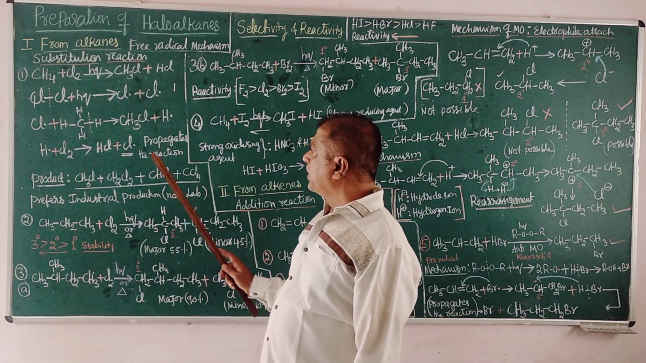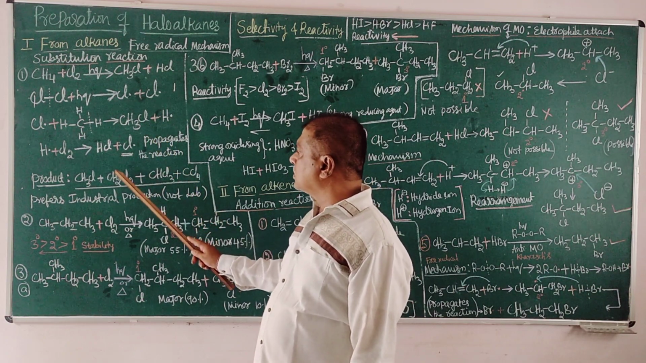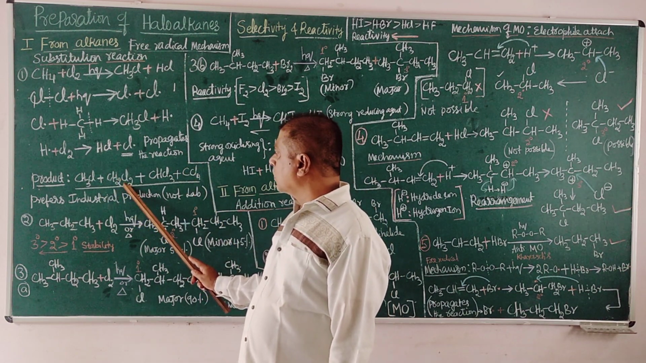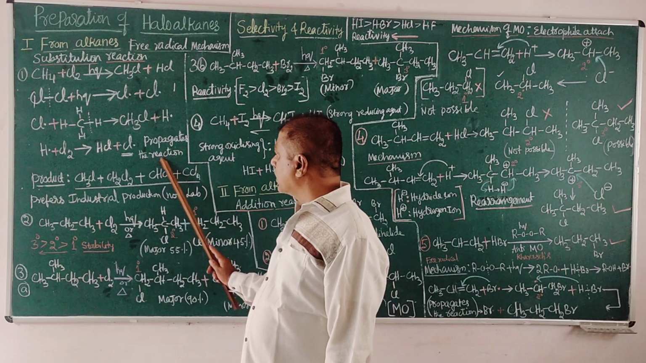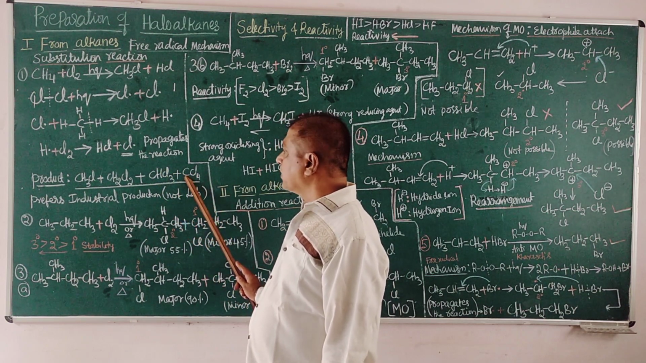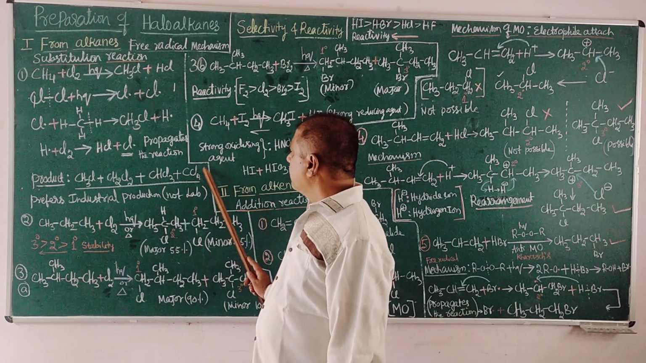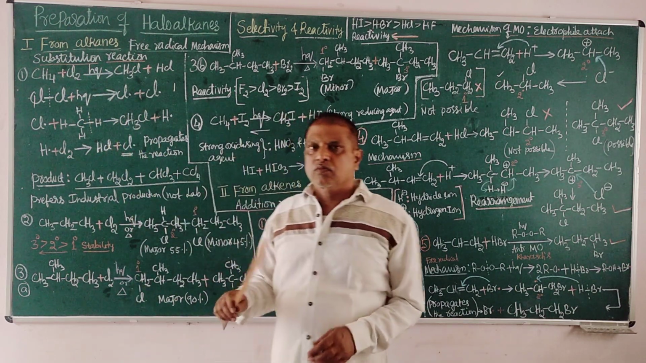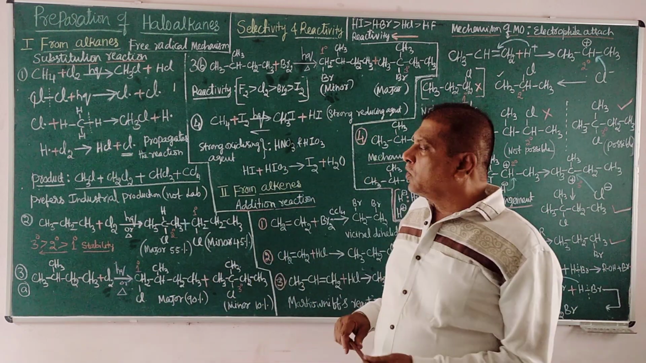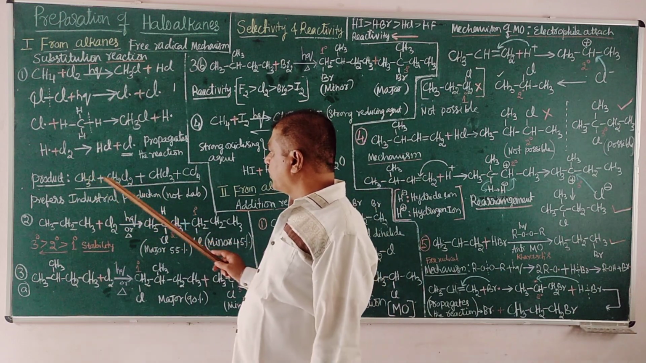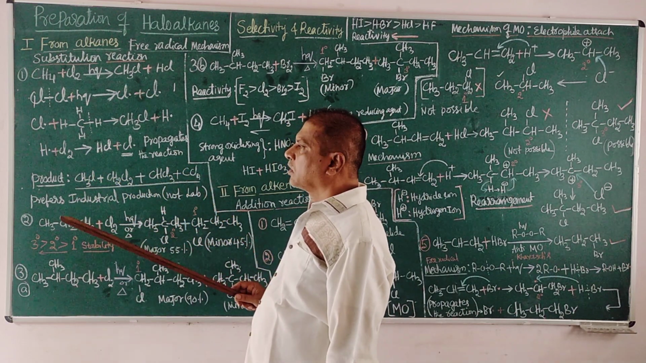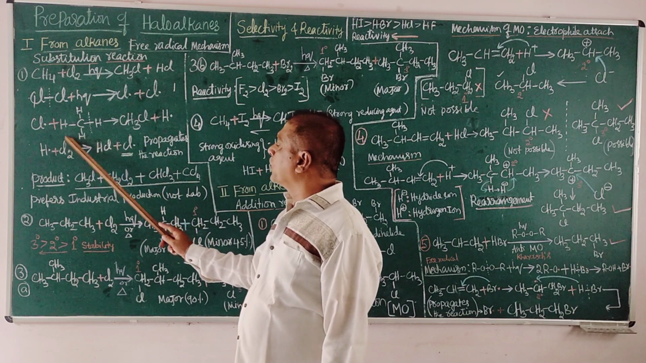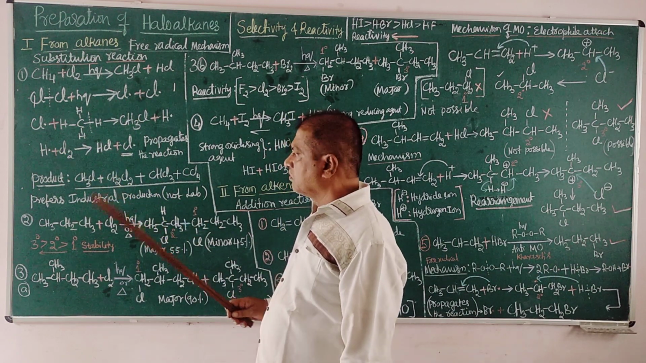Look here, it is not only mono, it is di, tri, tetra. It is chloromethane, dichloromethane, trichloromethane, also called chloroform, and tetrachloromethane, also called carbon tetrachloride. We get a mixture of these four compounds by the action of chlorine on methane. But the relative amounts, that is the percentage of each component in the mixture, are different. The percentage depends on the relative amounts of the two reactants you take in the reaction mixture.